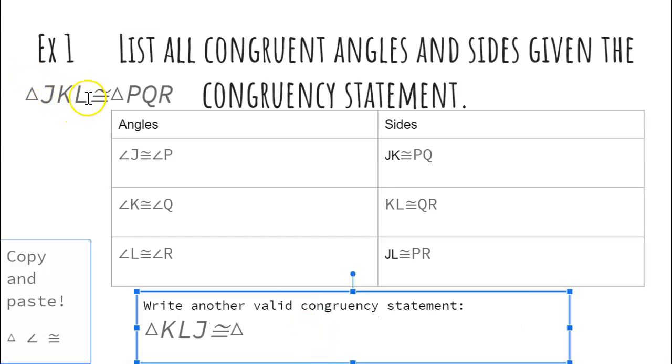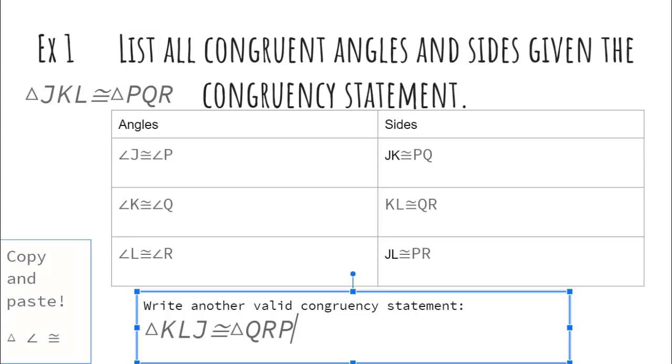So we have K, L, J. So second, third, and then first. So I need to go second, third, and then first for the second triangle. So we're going to start off with Q, R, P, and there's our congruency statement. Now you could have a completely different order. It could be L, K, J, and then that would be R, Q, P.